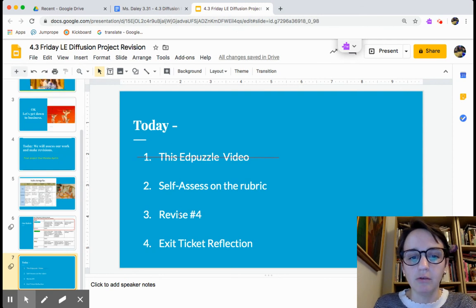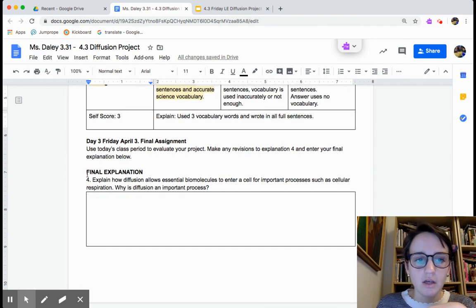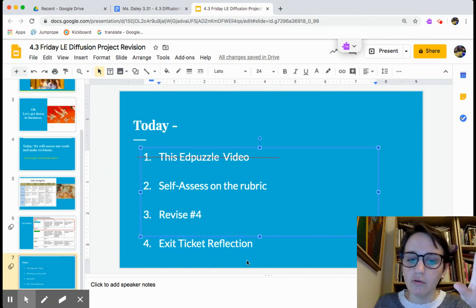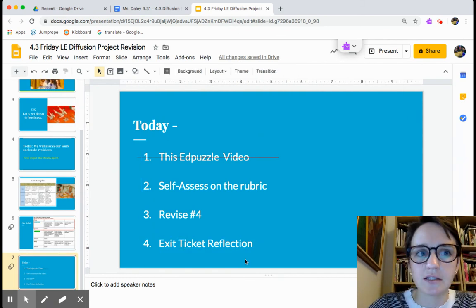And then I'm going to go ahead, revise number 4. That's going to go here in my final explanation for number 4. And then I'm going to do my exit ticket reflection. That's just a Google form, same as it has been in the past, okay?